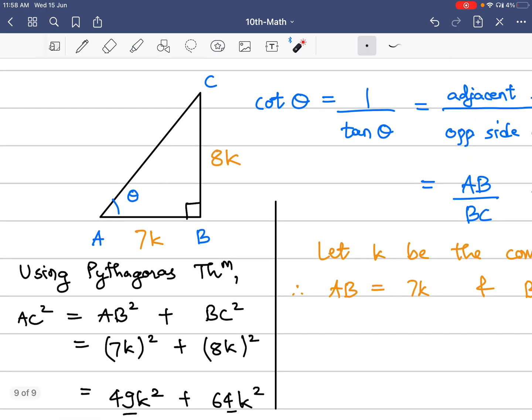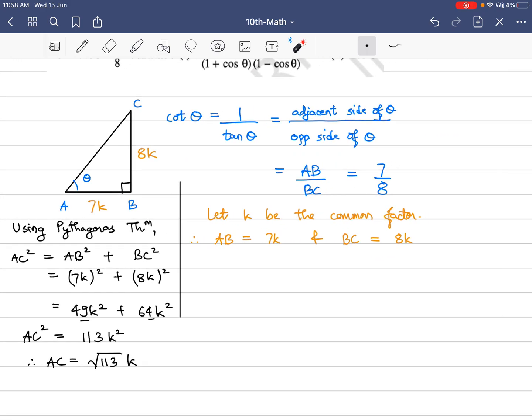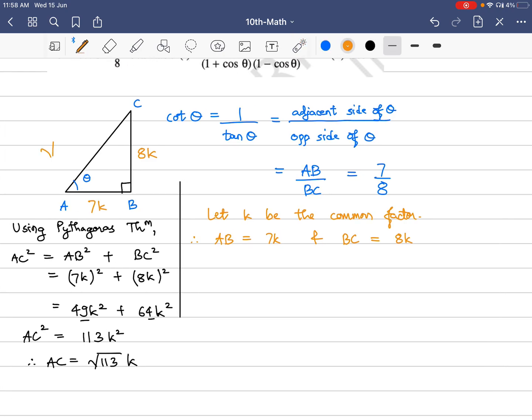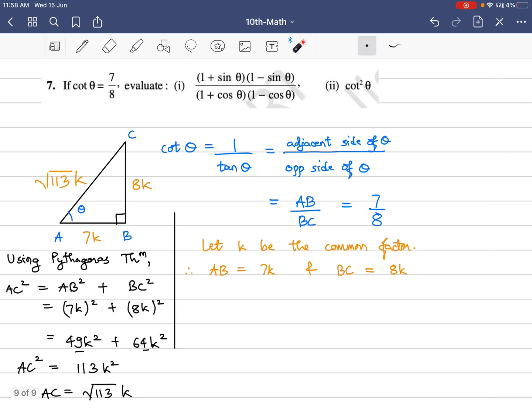So let's make a note of that here. AC is now equal to under root of 113k. Now we thus have all the three sides of our triangle. We have the length of all the three sides of our triangle, so we can easily calculate this value and this value.